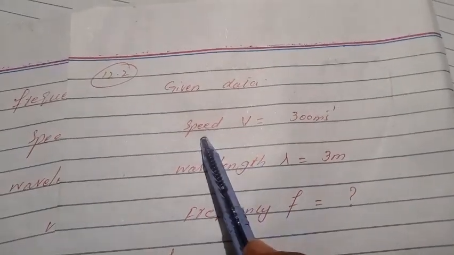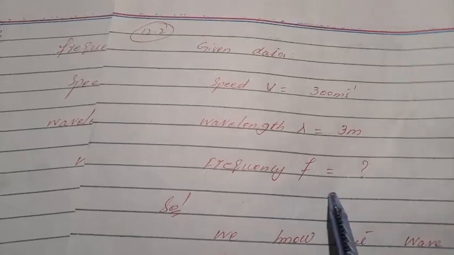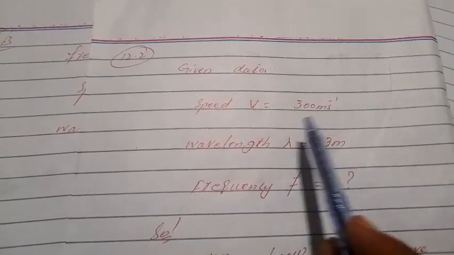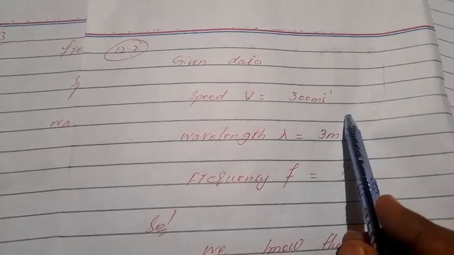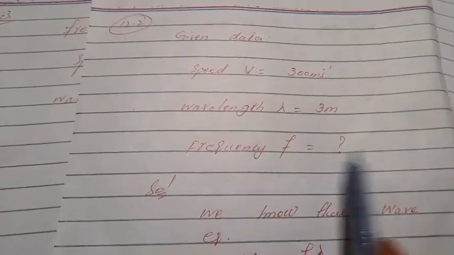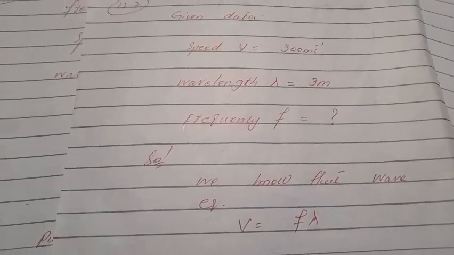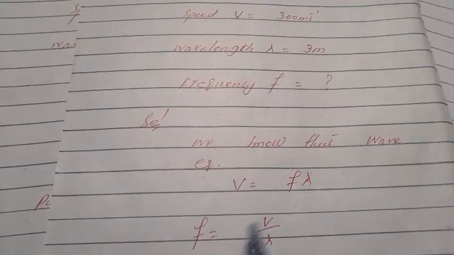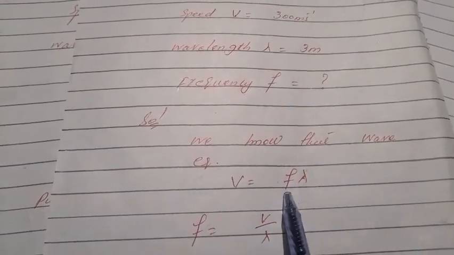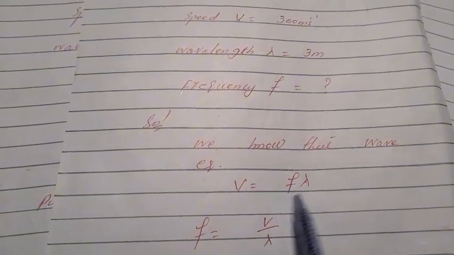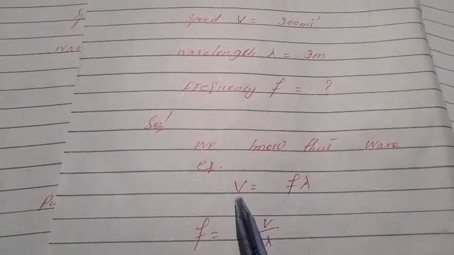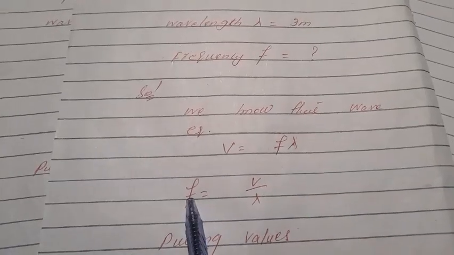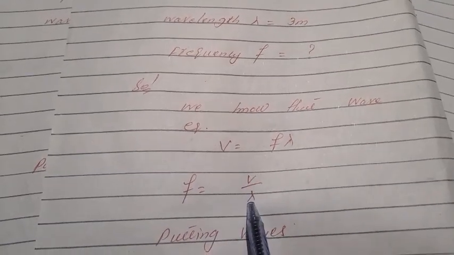Similarly, we have question number 2, in which we have to find the frequency of a wave which has a wavelength of 3 meters, and the speed of the wave is 300 meters per second. Again we know that according to the wave equation, v is equal to f lambda, where lambda is the wavelength. Because we have to find the frequency, we make frequency the subject, and the wavelength is divided by the speed of the wave, so we can express it as f is equal to v over lambda.